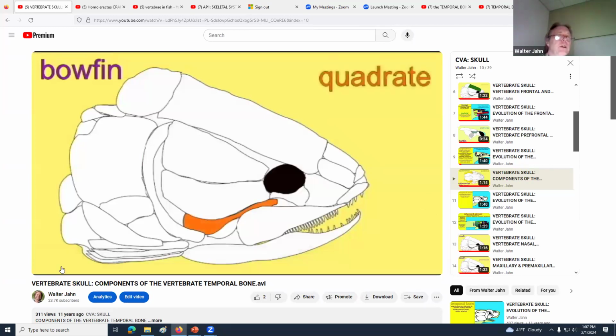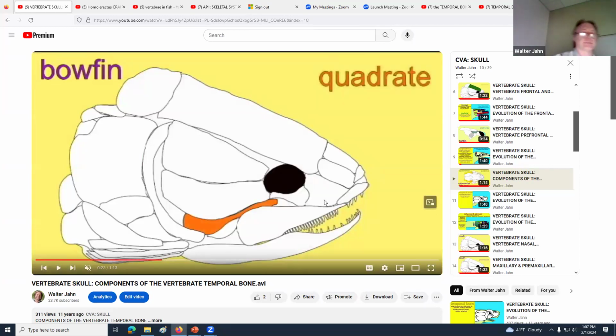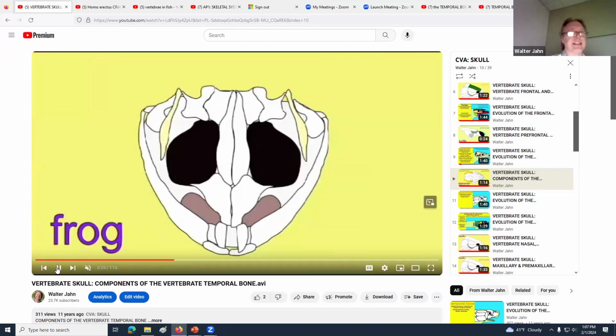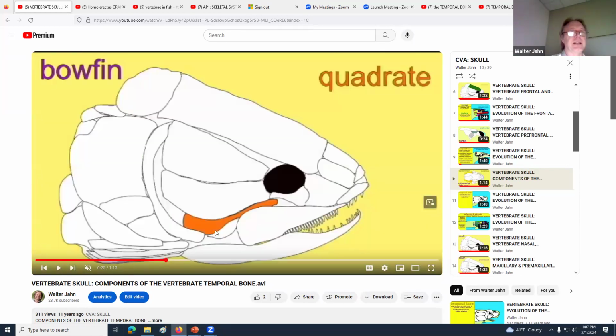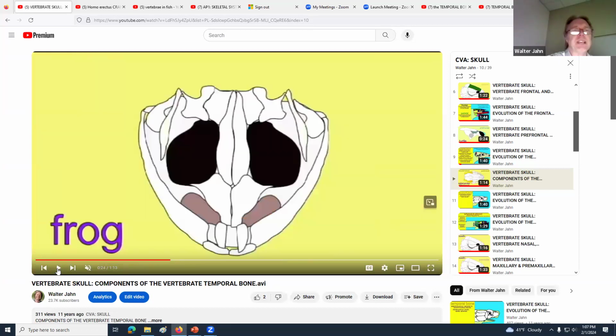So when we look at more primitive vertebrates, we don't see a temporal bone, we see the pieces which would then become ours. So the quadrate is one of the ear bones inside the temporal bone. All right, but here you see in a bowfin, it's actually part of the jaw joint. Mammals have a different jaw joint than everybody else. So here's the quadrate.